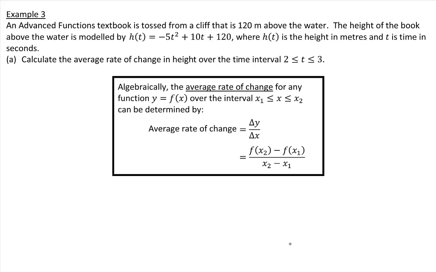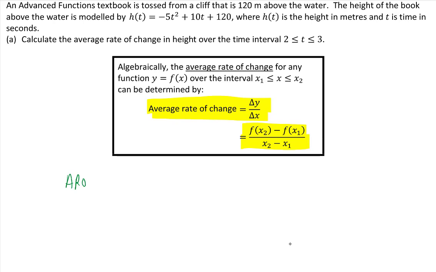So algebraically, if we want to calculate the average rate of change for any function, it's the same formula. It is delta y over delta x, which is just f of x2 minus f of x1 over x2 minus x1. So for this example, the average rate of change is going to equal delta h, the change in height, over the change in time. And since it's between 2 and 3, it's going to be h of 3 minus h of 2 over the change in time, 3 minus 2.